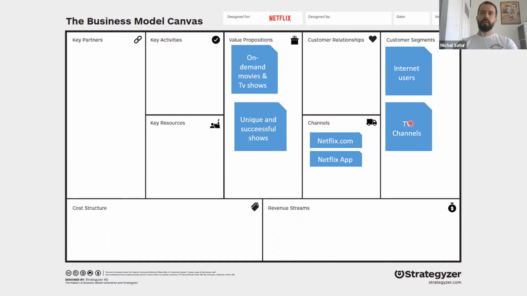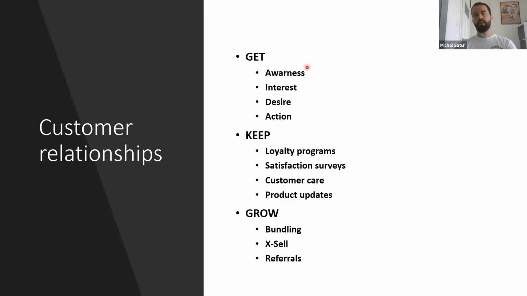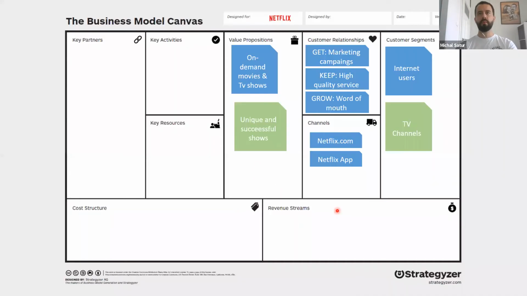So the next field we have to fill in is the customer relationships. Basically, you can divide customer relationships into three main stages. The first one is get customer, the second one is keep the customer, and the third one is grow the customer relationship. In get customer, it's a typical marketing funnel: awareness, interest, desire, and action. And in keep, you can use a loyalty system, service, customer care, product updates, and so on. And if you want to grow your relationship, you can start bundling, you can use upsell or cross-sell, and you can use referrals as well.